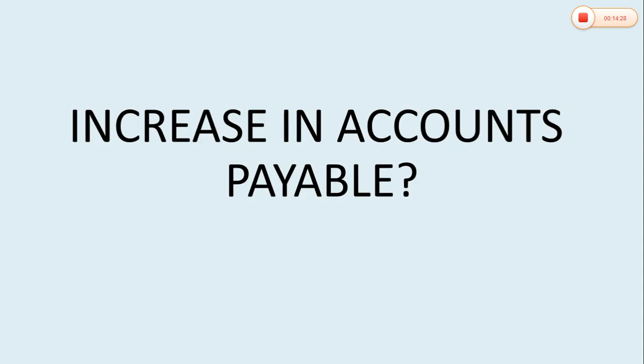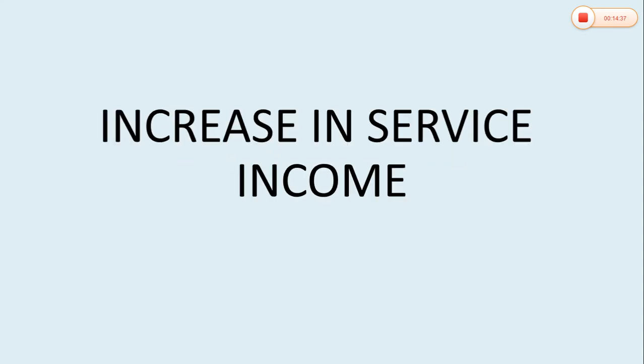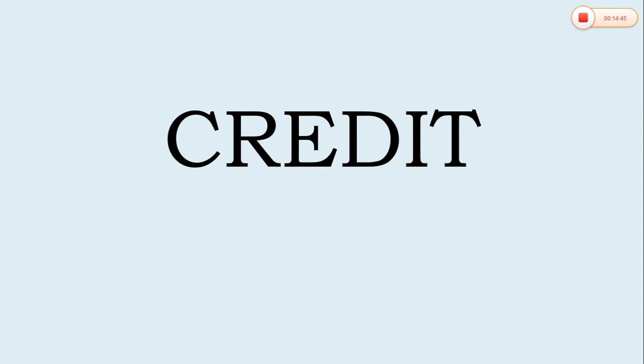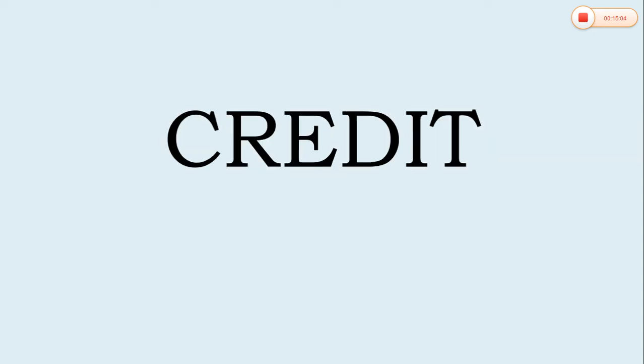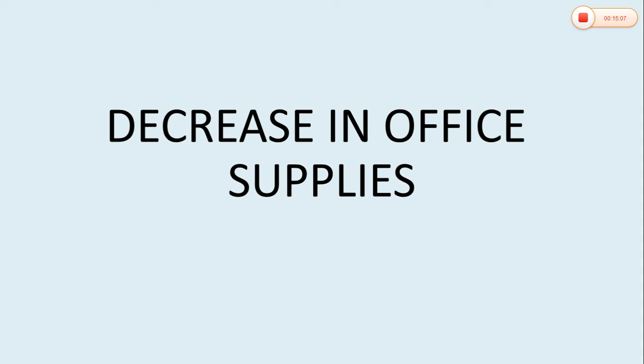Okay? Increase in accounts payable. The debt of the business increased. So, what will happen to your accounts payable account? It's a liability. Therefore, credit. Increase in service income. Many customers availed of your services. Debit or credit? Credit. Okay? Decrease in office supplies. The business used up supplies, for example ball pen and bond paper. Debit or credit? Credit, because it's an asset and it decreased.